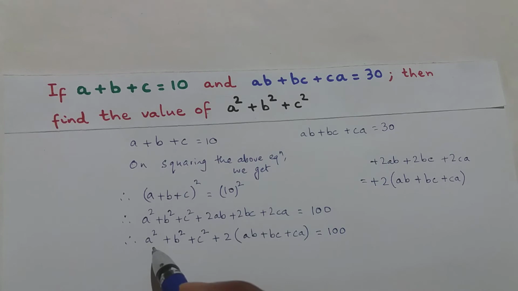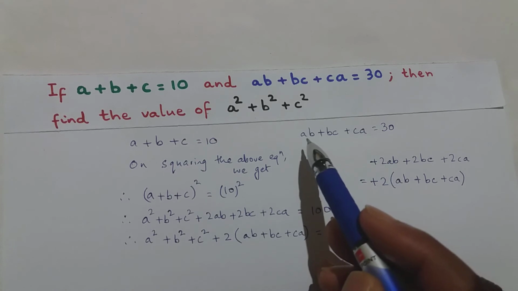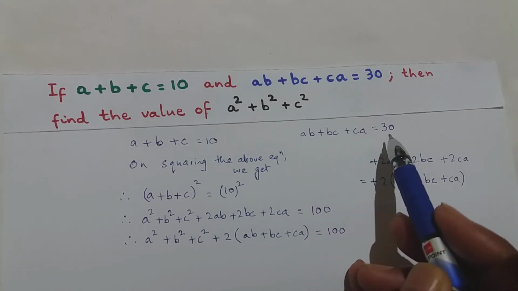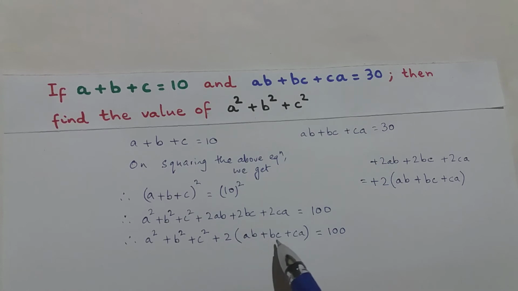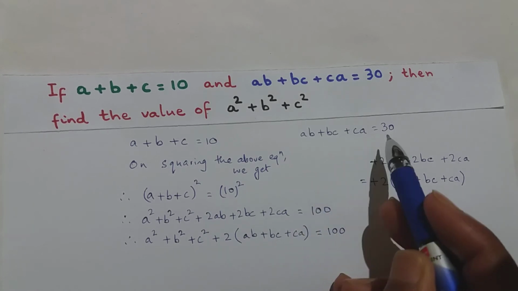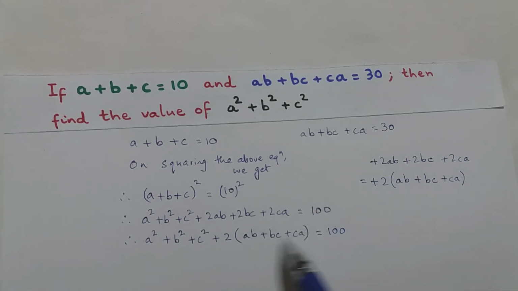Now here a square plus b square plus c square plus 2 into ab plus bc plus ca, this is what I have on the left hand side of the equation. And we have been given that ab plus bc plus ca is equal to 30. So the value of this expression is given to us. So instead of ab plus bc plus ca, now I will write its value, which is 30.